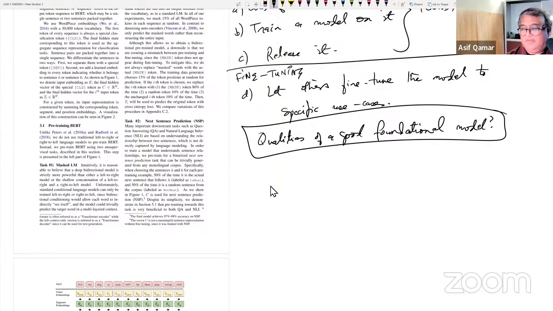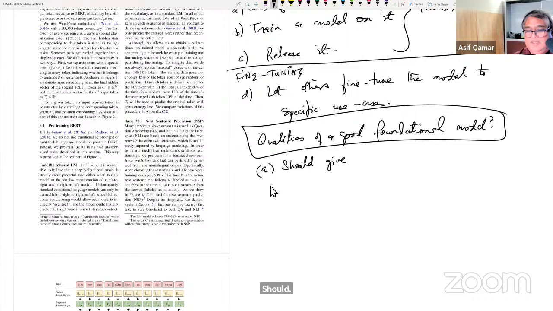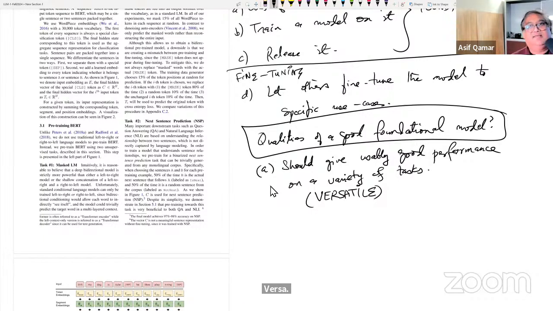What are the qualities of a good foundational model? A, it should give usably good performance on a variety of tasks, isn't it? So that speaks to its versatility. It should be versatile, isn't it? Do we understand what versatile means? Should be versatile. Then the second quality is it should be easy to fine tune with much smaller data.